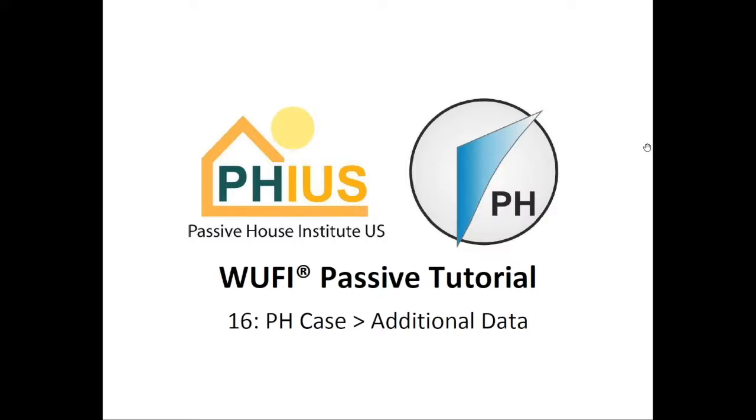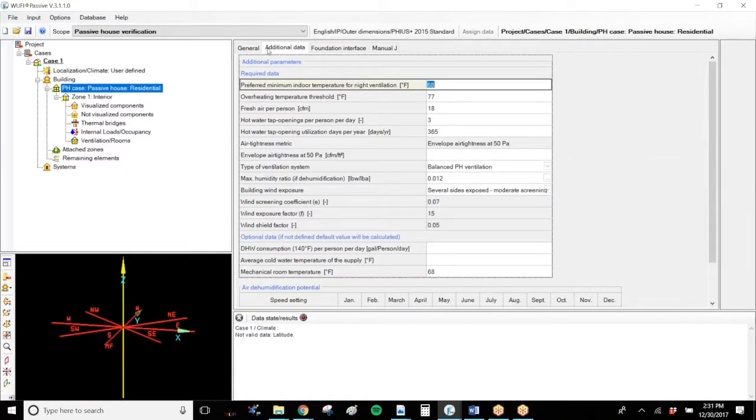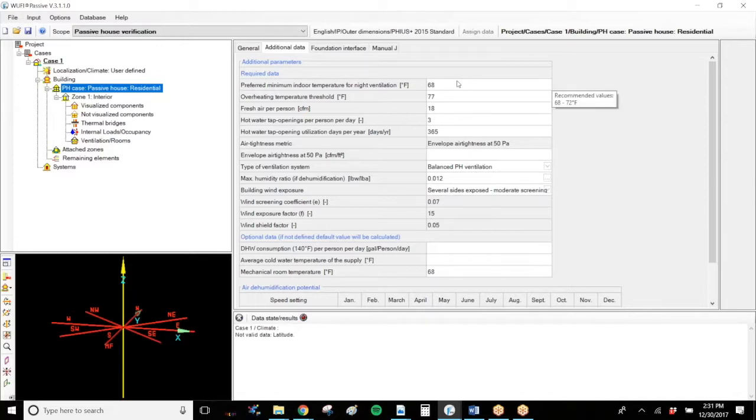This is a tutorial on the PH case branch additional data tab in WUFI Passive. In a new WUFI Passive blank file, on the PH case branch additional data tab, a new file will show up with many of the entries already filled in. Typically, it is okay to keep these entries as they are default entries.